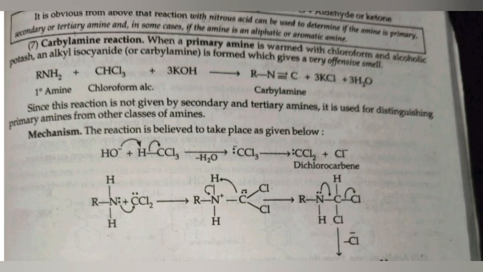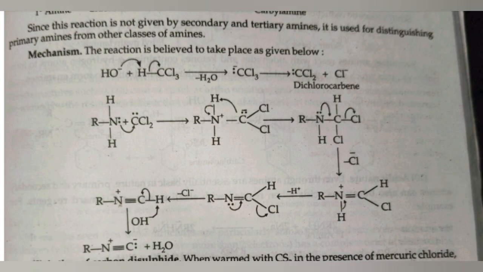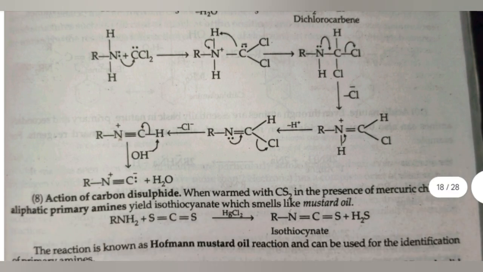Carbylamine reaction: when a primary amine is heated with chloroform and alcoholic potash, an alkyl isocyanide is formed which gives a very offensive smell. Since the reaction is not given by secondary and tertiary amine, it is used to distinguish primary amines from the other classes of amine. The reaction is believed to take place as given below.